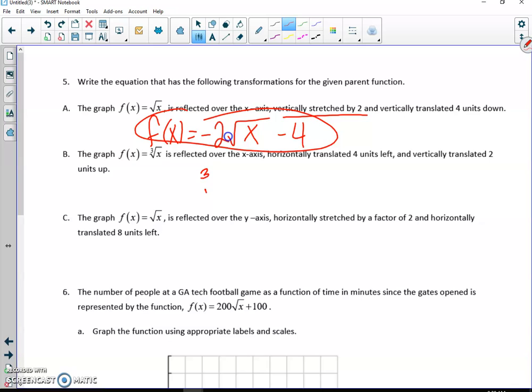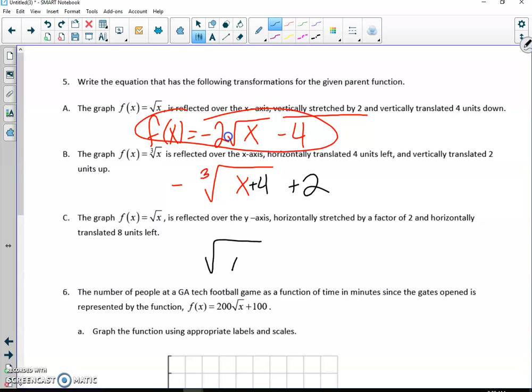Next one, we have a cube root of x. Okay, so let's see what we're going to do this time. So reflected over the x-axis again, so we know we need a negative out here. We are translated left 4, so remember, that means we need to do the opposite. So instead of going negative 4, we put plus 4 to go left 4, because really that means minus 4. And then 2 units up is a plus 2 on the outside. Okay, so that's the answer to that one.